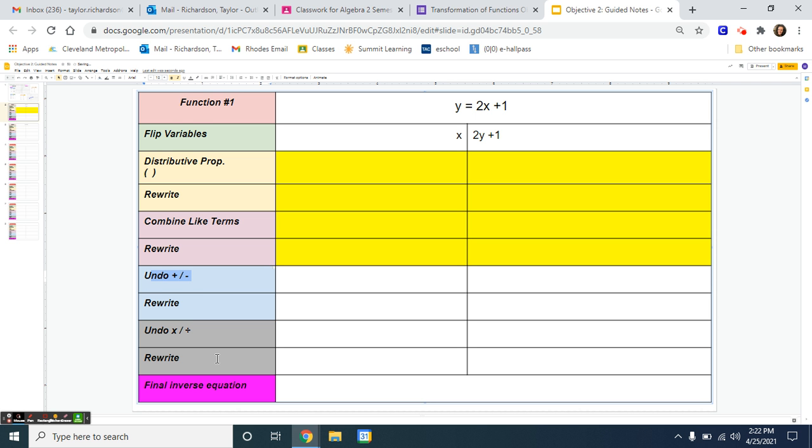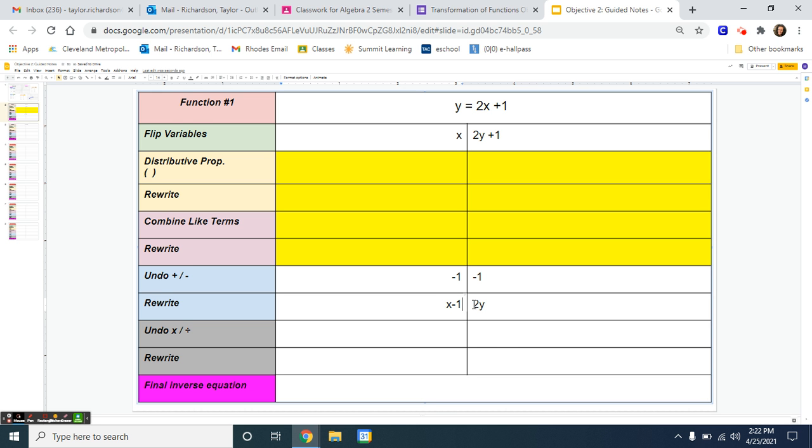Next, undo addition or subtraction. Now here I can do something. I want to get rid of this plus 1. I have to undo it. So the opposite of plus 1 is minus 1. And whatever you do to one side of the equation, you have to do to the other side to keep it balanced with that equal sign. Okay? So the plus 1 and the minus 1 cancel out. And so all I'm left with when I rewrite is a 2y. And then on my left side, I have an x minus 1. I can't put those together. Again, one's a letter, one's a number. So I'm going to keep it as x minus 1.